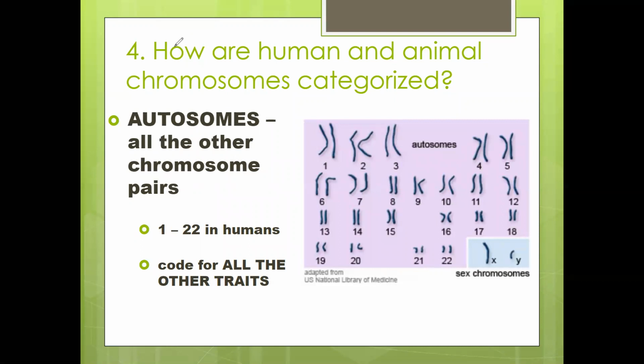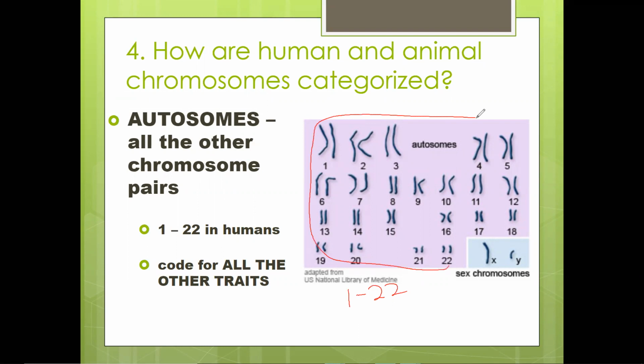Autosomes are effectively everything else other than your sex chromosomes. So chromosomes 1 through 22 are going to be your autosomes. That's all of these that are in the purple section up here. Those autosomes are going to code for every single other trait that you have besides the ones that are coded for by your sex chromosomes. And it's a ton of stuff, you guys. It's a ridiculous amount of information that is encoded on these chromosomes.